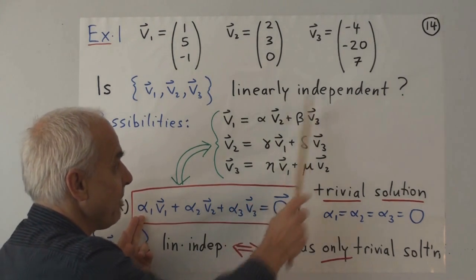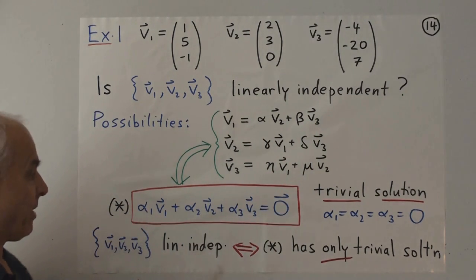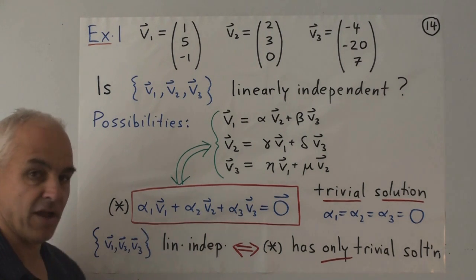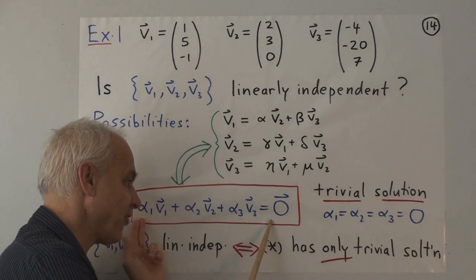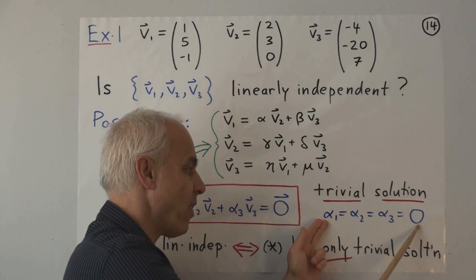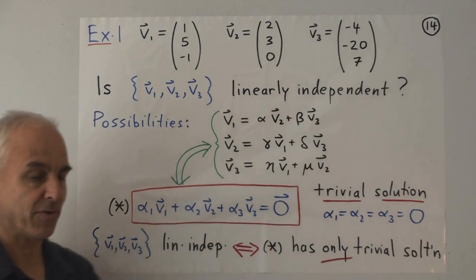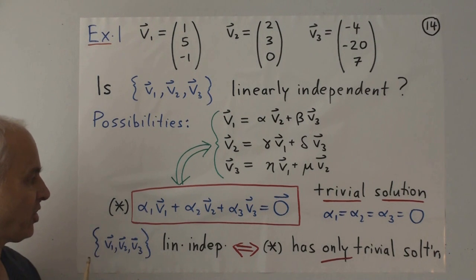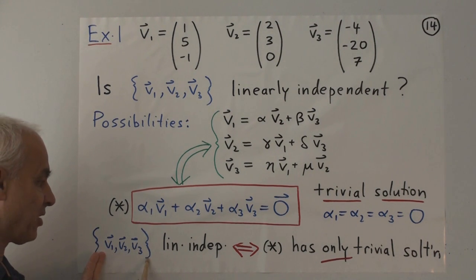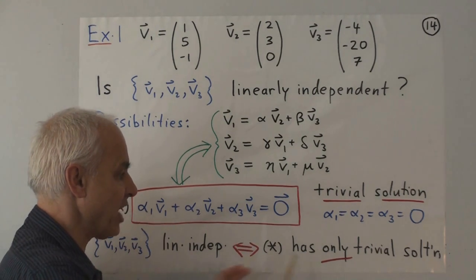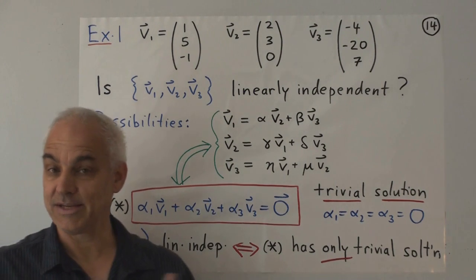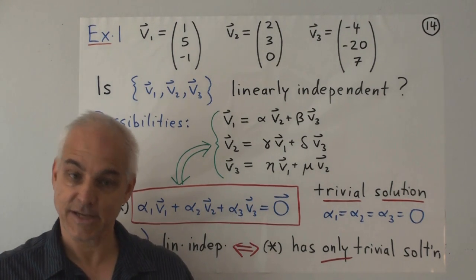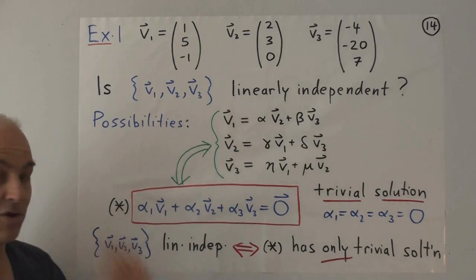So linearly independent means that we can't write this. It means we can't find a relationship like this where at least one of them is non-zero. Or in other words, the only solution to this is the trivial solution alpha 1 equals alpha 2 equals alpha 3 equals 0. So that's the condition of linear independence. The set is linearly independent precisely when this equation has only the trivial solution. And that's an equation that we can tackle using row reduction. So let's have a look at how it looks in this particular case.